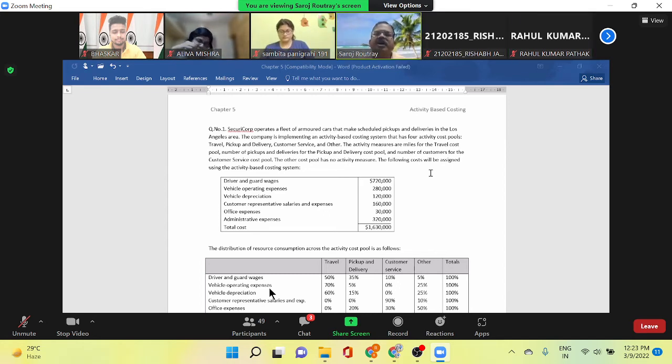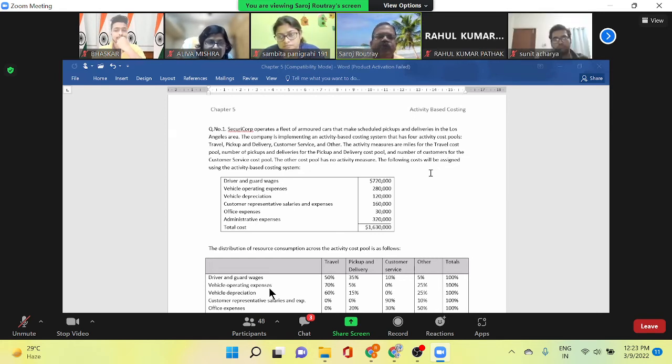this is a transport kind of company, where normally if we see the activities they are doing, we can divide those activities into 4 categories. If anybody has some kind of experience in this field, they can tell me if there will be any other category or activity. Travel. The second one is pickup and delivery. The next one is customer service and other.